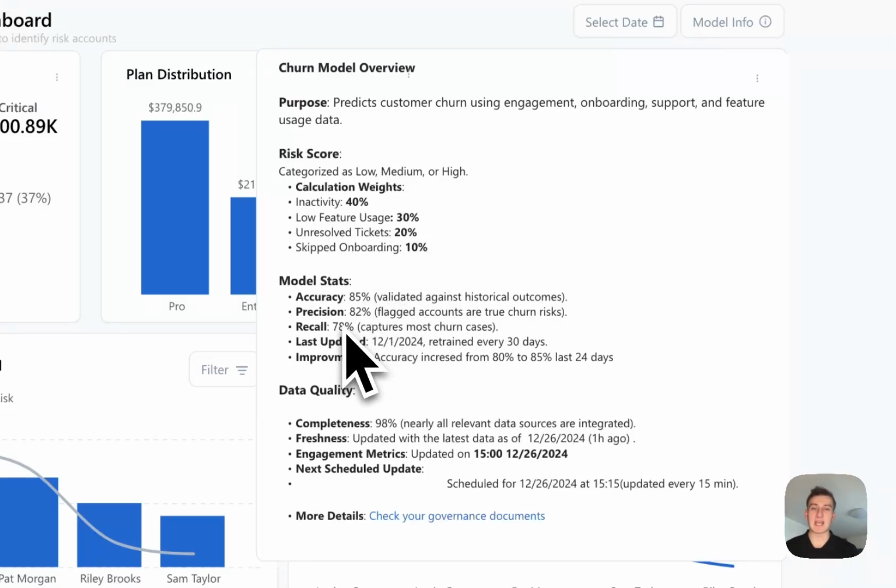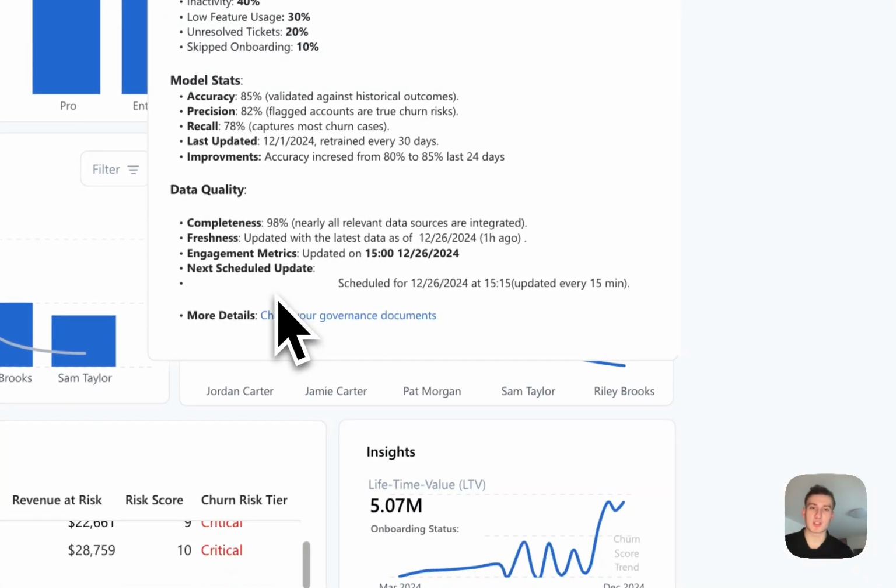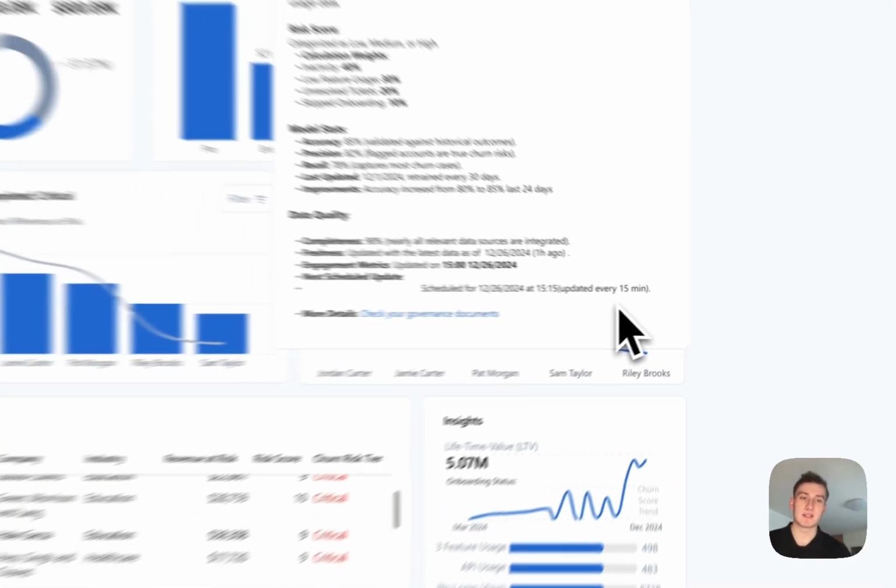The model statistics: accuracy, precision, recall, last updated, improvements that we made, and the data quality, completeness. The data is 98% accurate. When I say 99% accurate, that means everything that you see is 100% correct, meaning we have a strict criteria that anything above 90% is 100% correct, and the user can rely on it. Freshness, how fresh is the data? We were able to see when it was last updated, 1 hour ago, and when engagement metrics are going to be updated next time. As you're able to see, scheduled for the specific date, and so on and so forth, updated every 15 minutes.